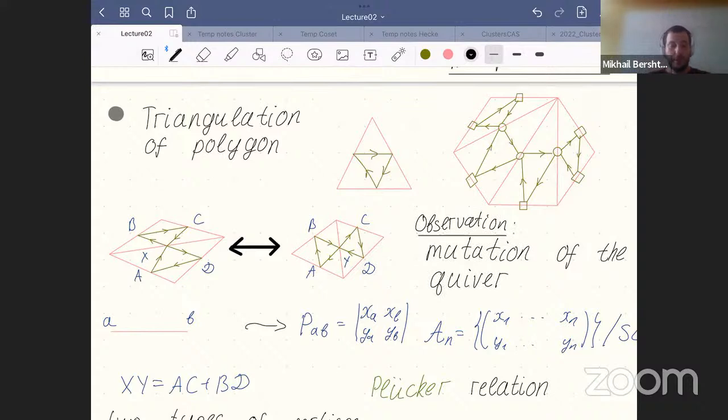So to each triangulation, we assign a seed where the variables belong to the ring of functions on this space A_n, the cone over the Grassmannian. And this assignment is consistent with the definition of mutation which we gave before. Okay, are there any questions?